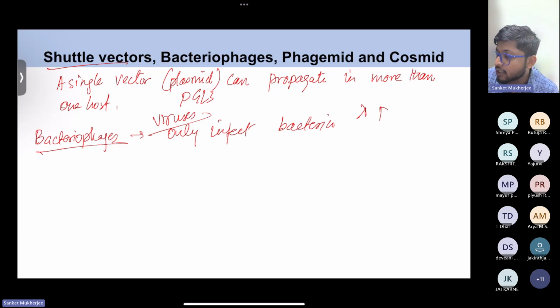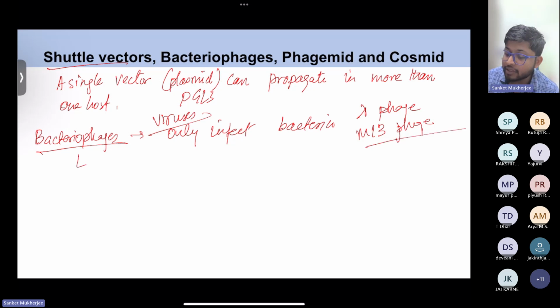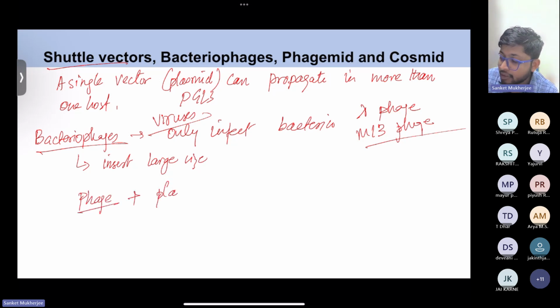That is the lambda phage and the M13 phage, right? And one of the major advantages of using bacteriophages is that we can use large inserts, basically, a large size of DNA. A phagemid is a combination of phages and plasmid. So if you want to have the best of both these things, it's called a phagemid.